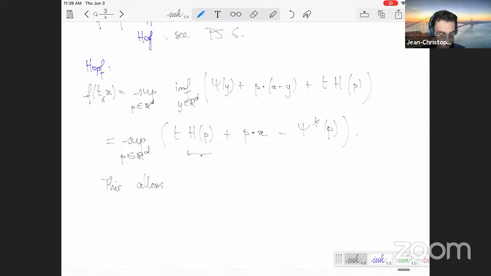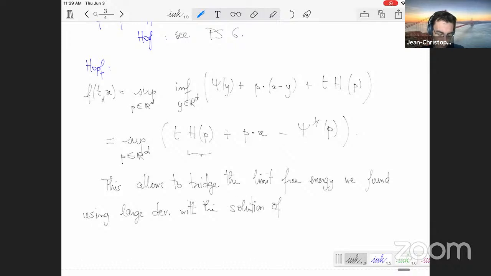I'm going to come back to this later, but this allows to bridge the limit for the free energy we found using large deviations with the solution of the PDE. I'm going to come back to this in the next chapter, but just so that you see the connection, at least a little bit. And the last comment I wanted to make is, in this formula, if you set t equals 0, oh yeah, and another thing I should say is, when we do this Curie-Weiss model, indeed, the functions we look at are convex. In particular, the initial condition is convex. So the assumptions for applying this Hopf formula are valid.